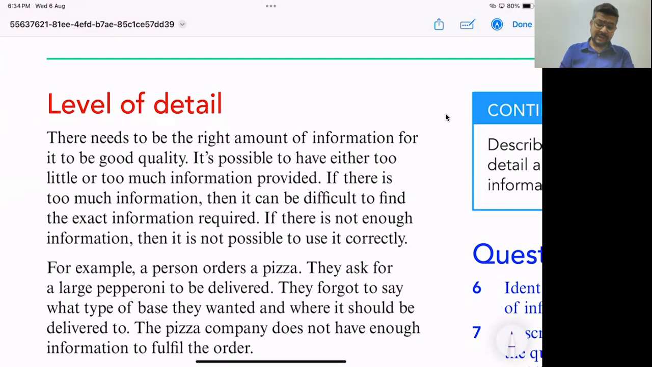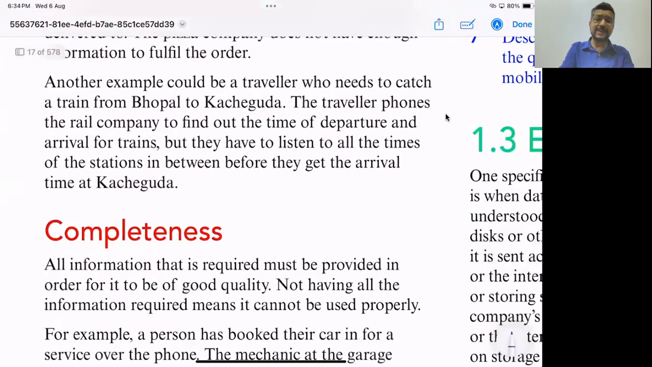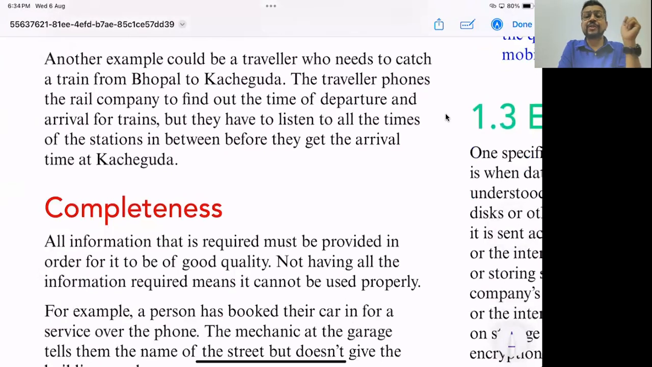Okay. Last part, completion. Whenever we talk about this information, you require all the good qualities, the necessary information. You want to book the phone, book the information, you're looking for that thing. Okay.